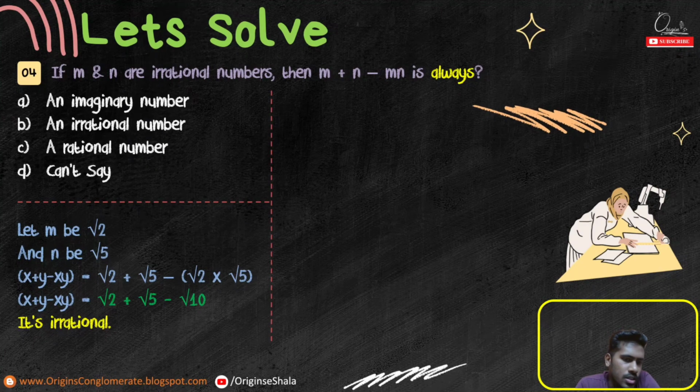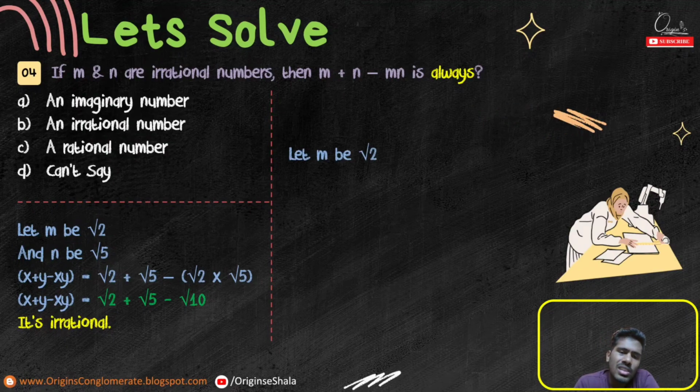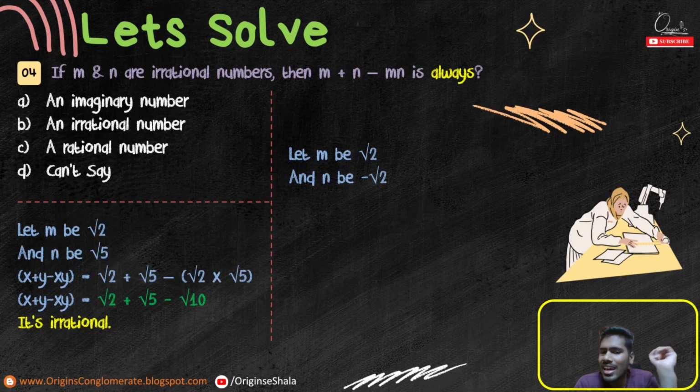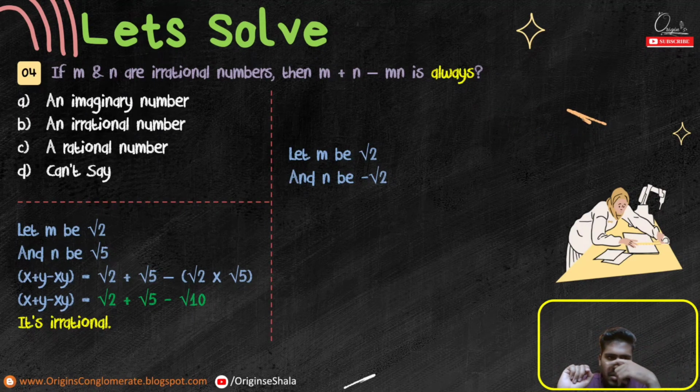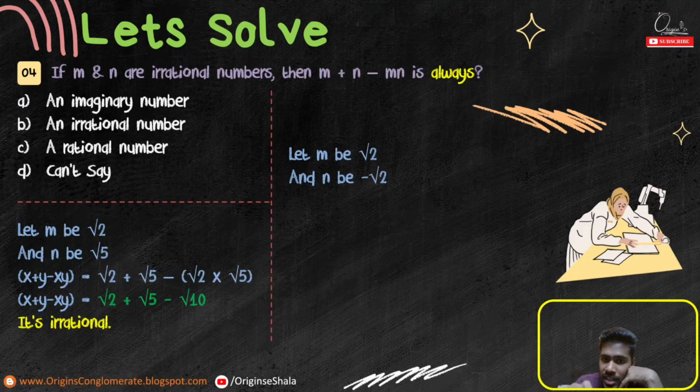But let's try a few other values. We cannot be sure that it is always going to be irrational just from this one example, right? So let's keep m as root 2 itself, and let's take n as minus of root 2 this time. And mind well, this is not under root of minus 2, otherwise that will be an imaginary number. I am writing n equal to minus of root 2, not root and then minus inside, mind well. So root 2 is solvable and the minus is outside.